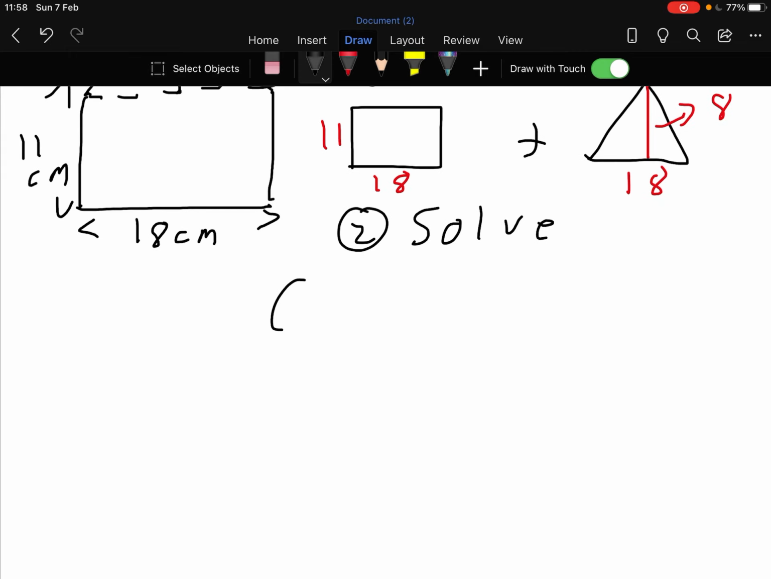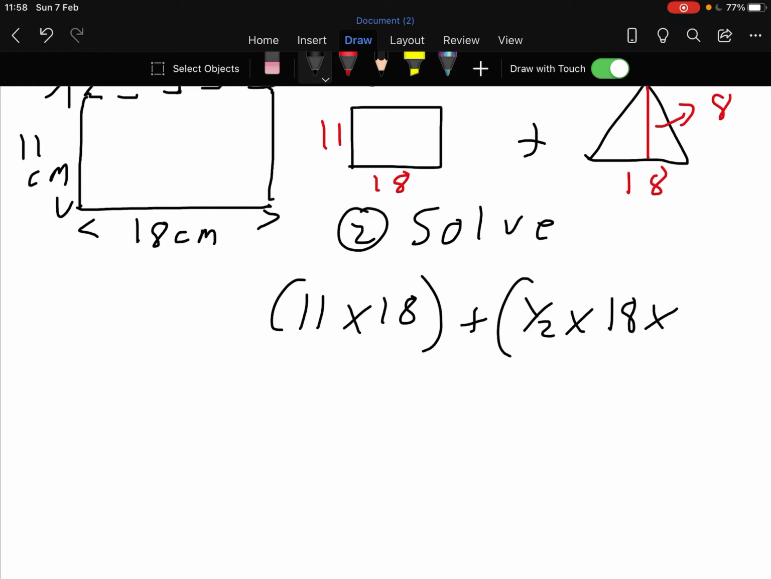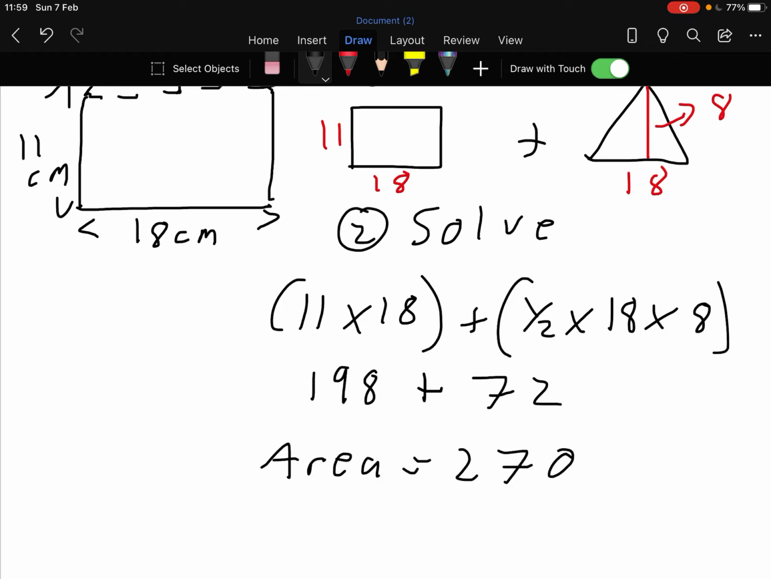So what's the area of a rectangle? It's length by width, so it's 11 times 18, plus the area of a triangle, which is a half the length, which is 18, by the perpendicular height, which is 8. Now, always do them individually, guys. I've done them individually all the way through. I'd advise you to do it individually too, just in case you make a mistake. It's very easy to go back and fix it. So 11 times 18 is 198, and a half times 18 times 8 should give you 72. So the total area then is equal to 270 centimeters squared.